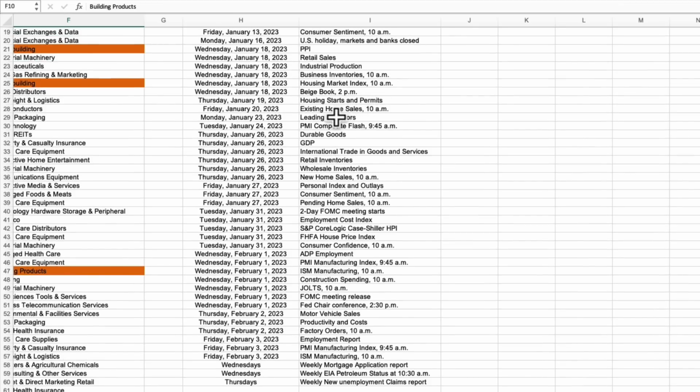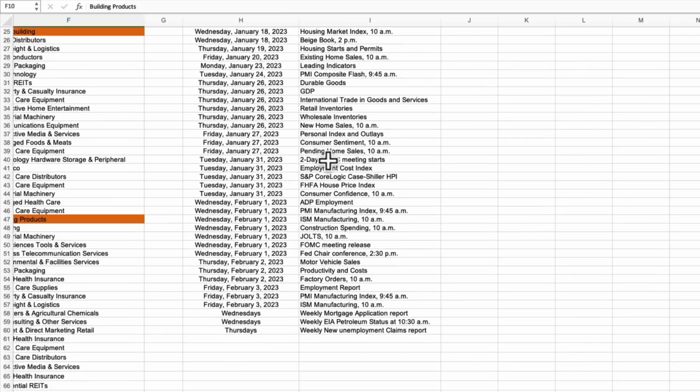January 23rd, 24th, 25th. Where are we now? We're 29th, so we're looking at January 30th, right? So January 31st, there's the two-day FOMC meeting. There's the big one right there, the Employment Cost Index. You'll get the Case-Shiller Housing Price Index.